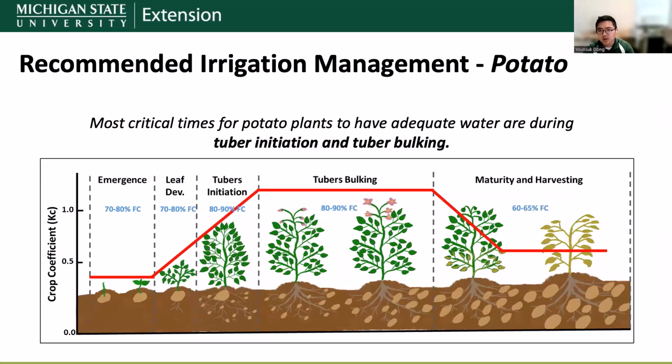Moving on to potato. If you're growing potato, the critical time for watering is the tuber initiation and tuber bulking stages. But keep in mind, potatoes are very sensitive to water, so you need to keep the moisture level pretty high throughout the growing season. Another thing to keep in mind is that root depth for potato is typically shallow, so probably the top 18 inches is what we consider, maybe 24 inches at most.